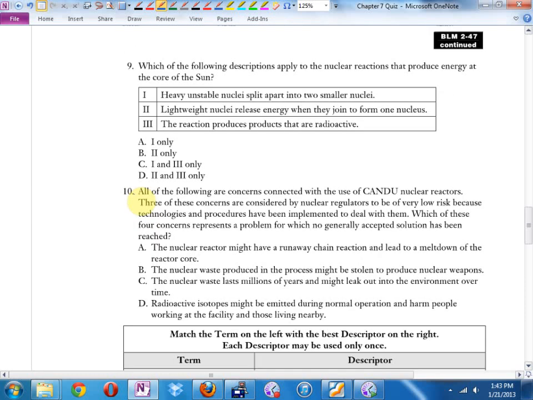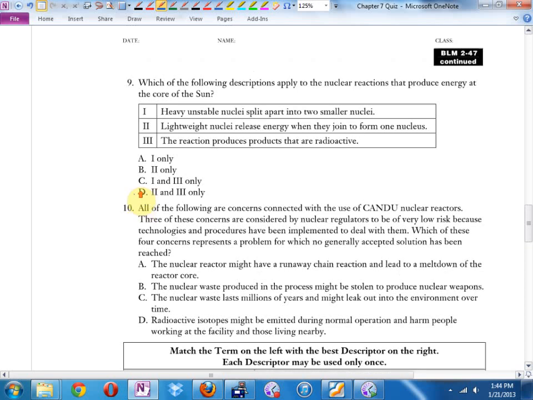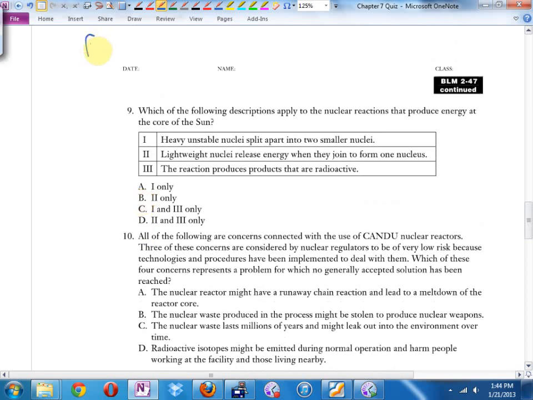We skipped number 8. Number 9, which of the following descriptions applies to the nuclear reactions that produce energy at the core of the sun? So there's 2 types of nuclear reactions that we looked at: fission and fusion. Fission is breaking apart, splitting the atom, creating a fissure, if you're looking for a way to remember it. And we do that all the time in nuclear reactors.